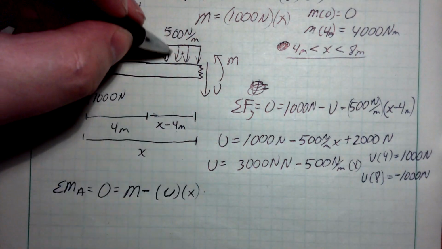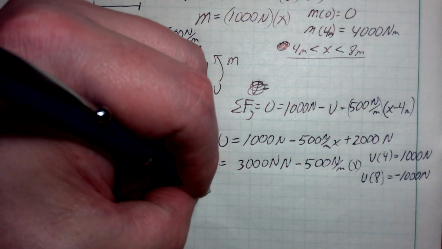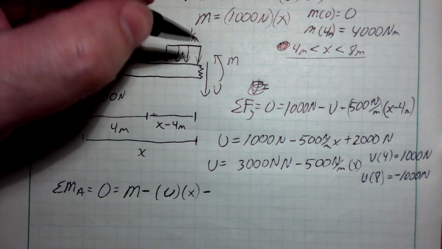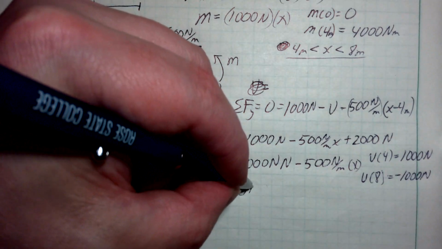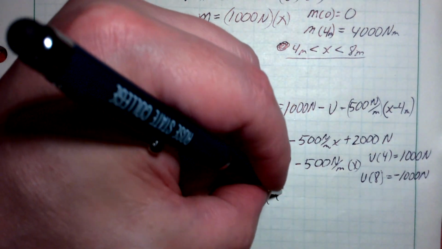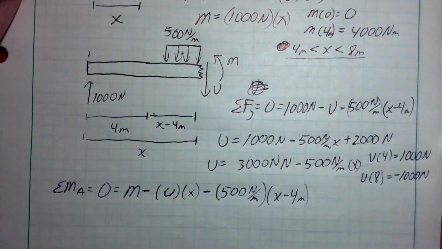And also causing a negative rotation is going to be this distributed load. So it's going to be causing a clockwise rotation. So the force is going to be 500 newtons per meter. It's applied over a distance of x minus 4 meters.